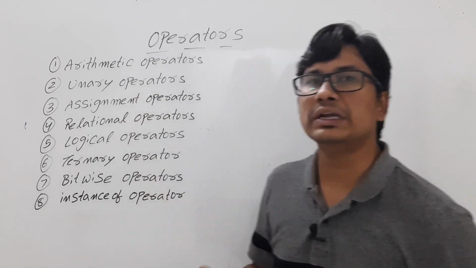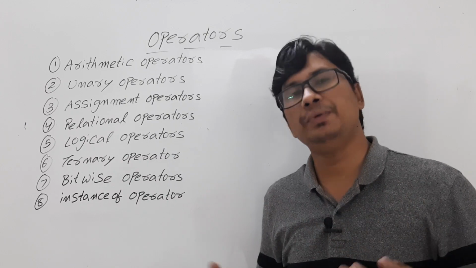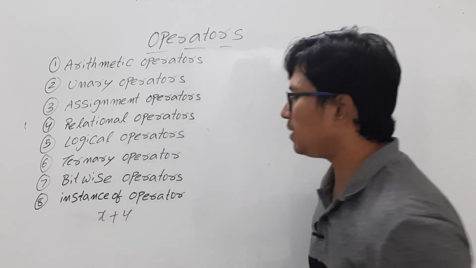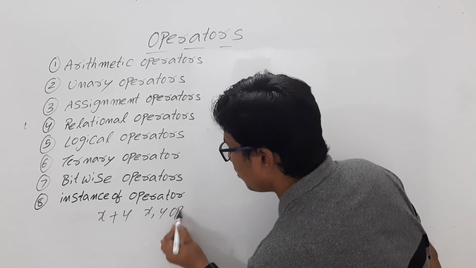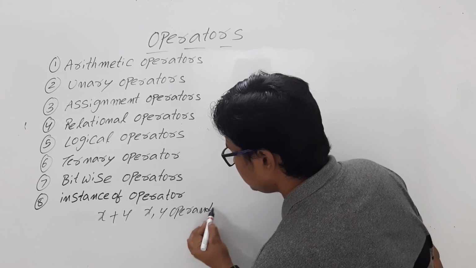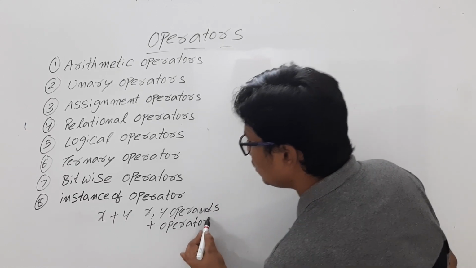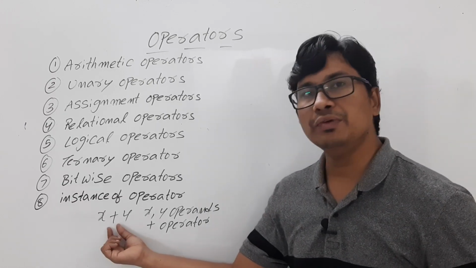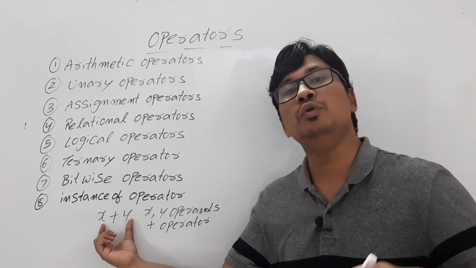First, let me discuss what is an operator. Operator is useful for you to perform the operation. Suppose, let's take x plus y. This plus is the operator and x and y are the operands. Plus will perform the addition between x and y. So the plus we will call as a binary operator because it needs minimum 2 operands.